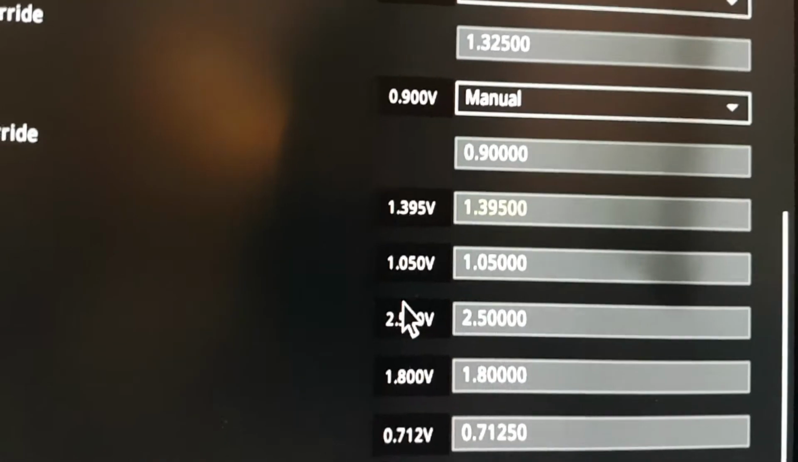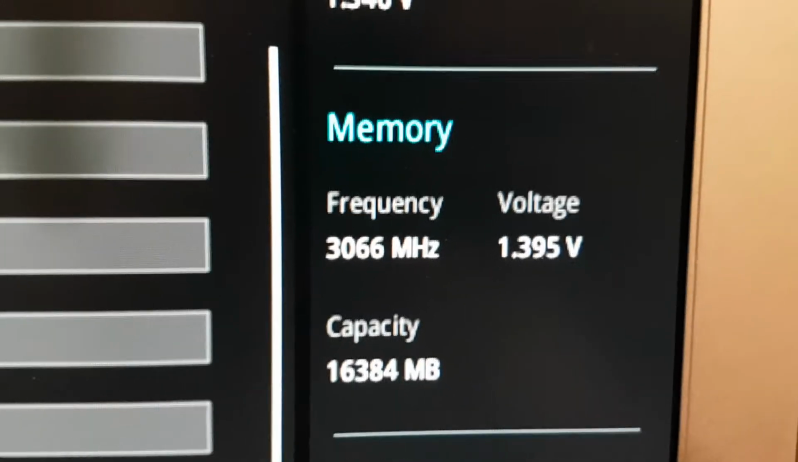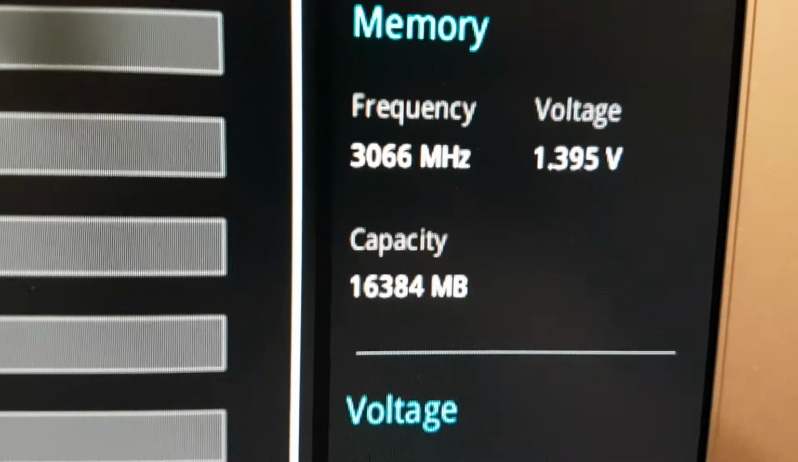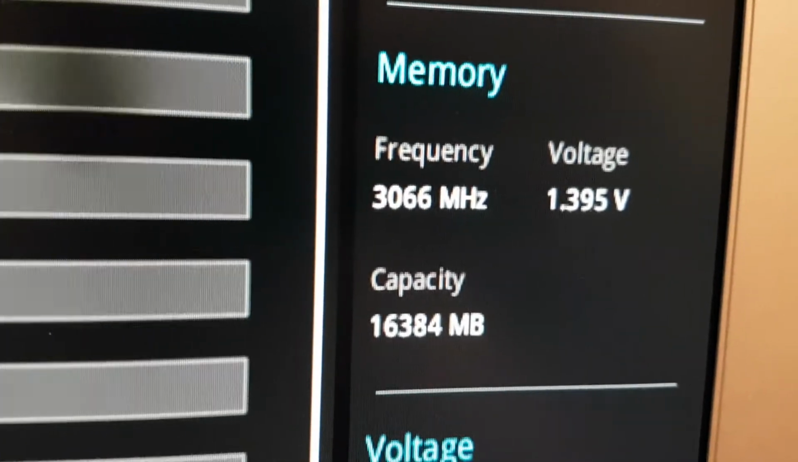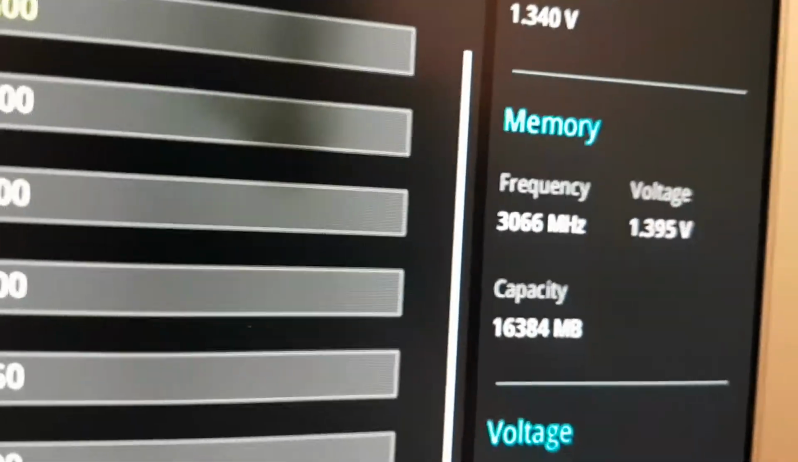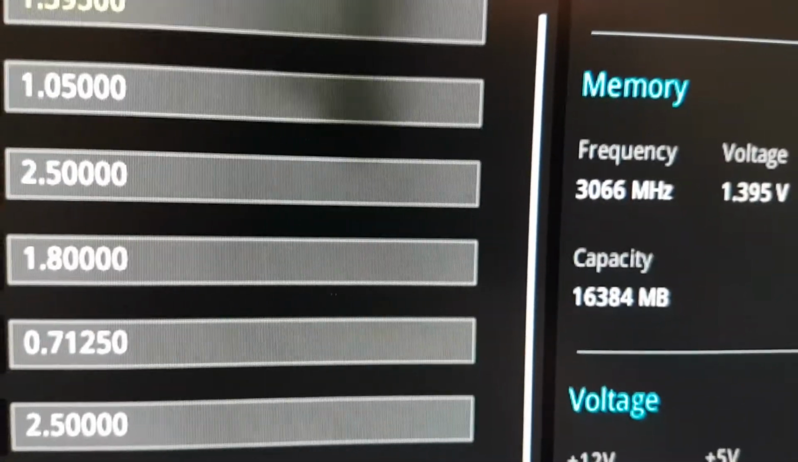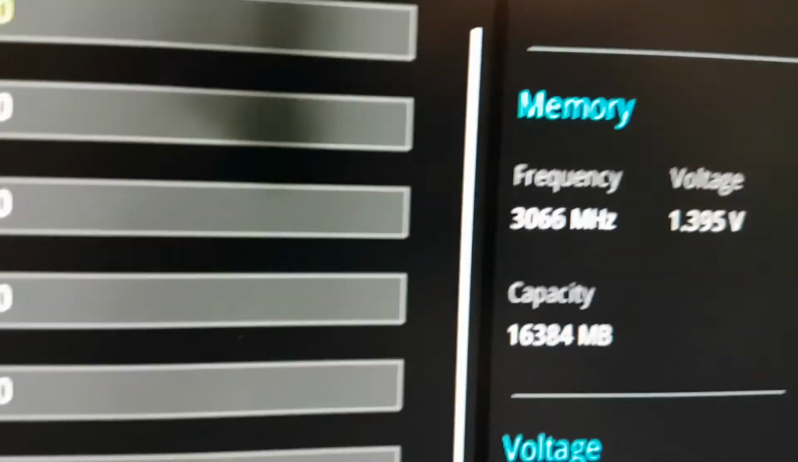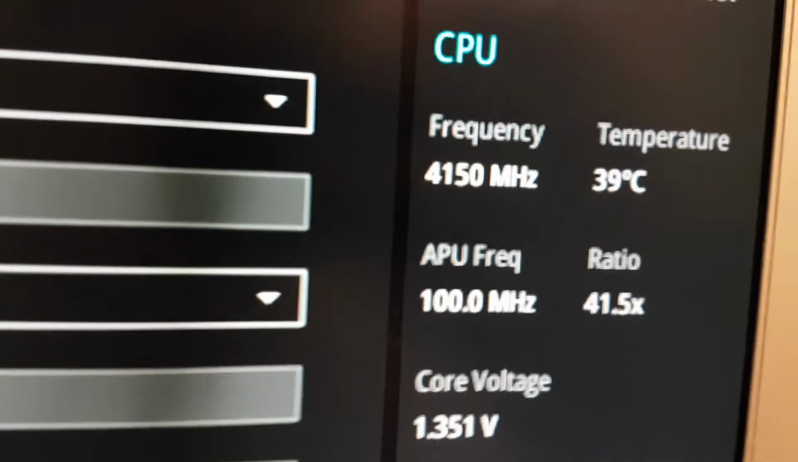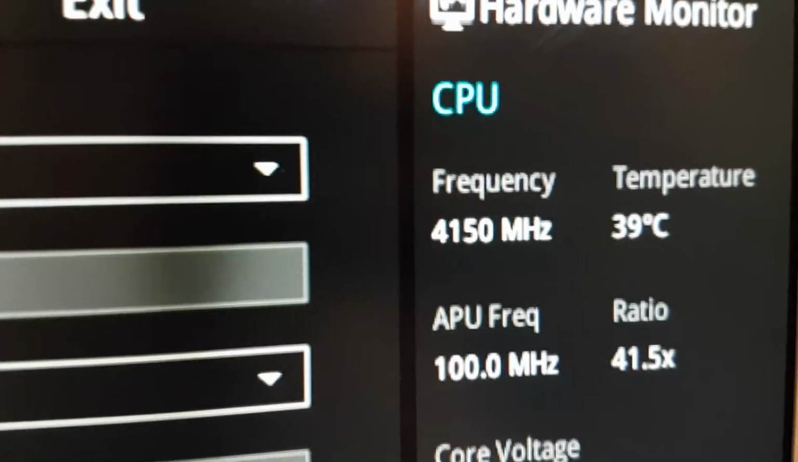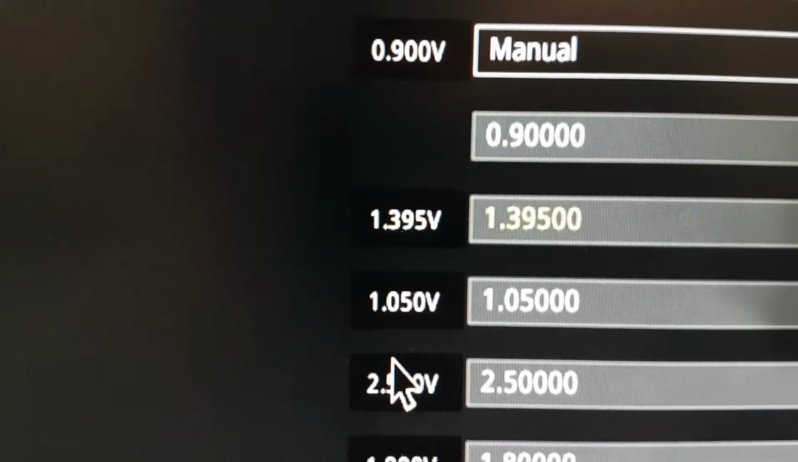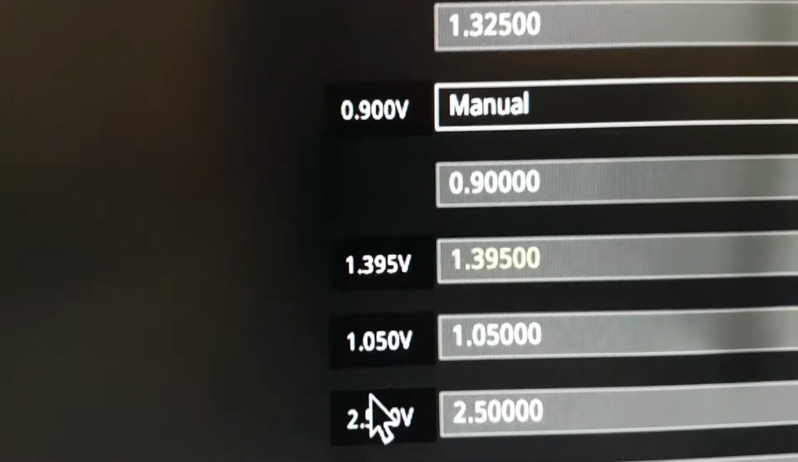And an important thing with this, you can actually see the memory frequency there and the voltages that I'm using for it, because I had to use 1.395 volts to get it stable with the Stilt 3200 megahertz safe settings. So that's what I was going for. And as you can see, the frequency for the CPU itself is 4150 megahertz. And to reach this, I have a voltage of 1.325 volts.